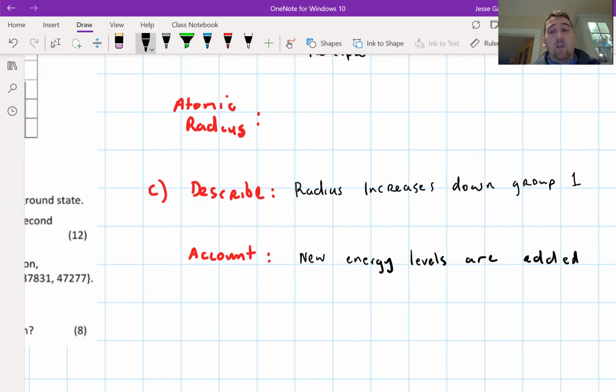You also have the whole thing of there's more screening, which lets that further electron go further and further away because there's more inner shells, which means that you've got less pull of the nuclear charge. So atomic radius is getting bigger because you're adding more shells and there's more screening. But definitely the important one is new shells being added.